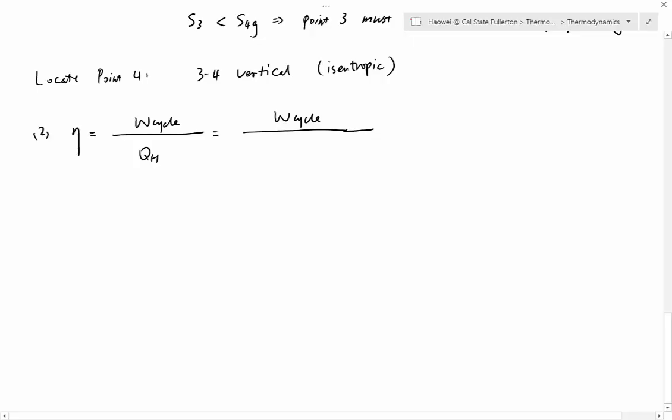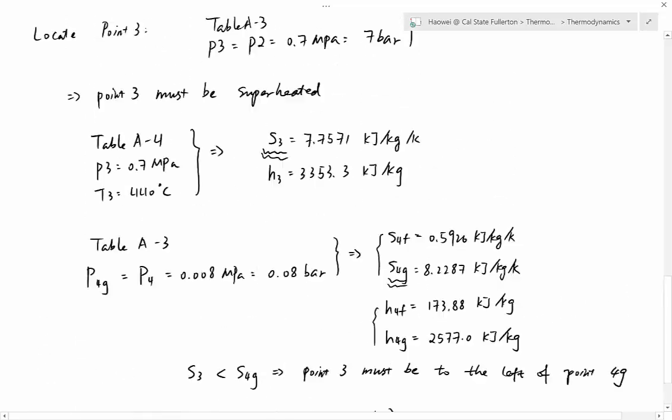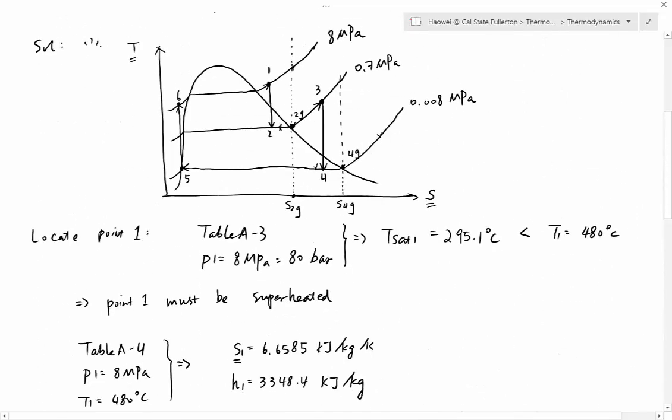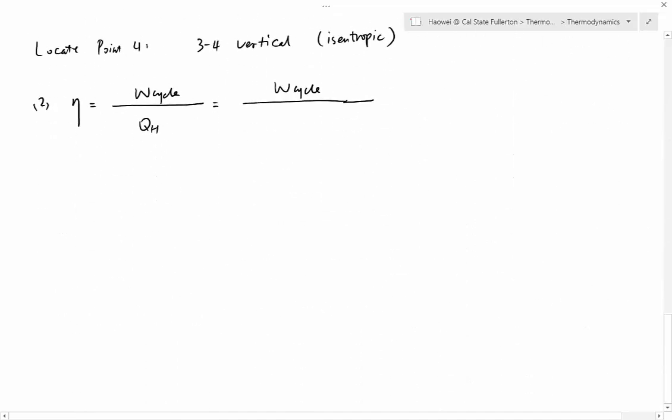Why? QH is the heat you absorb from the boiler. However, if you have a reheat cycle, you go through the boiler twice. The first time is 6 to 1, and the second time you go through the boiler is 2 to 3. So you need to combine those 2 steps for QH. Okay, so the first one is Q absorbed from 6 to 1 plus the second one, that is the heat absorbed from process 2 to 3.